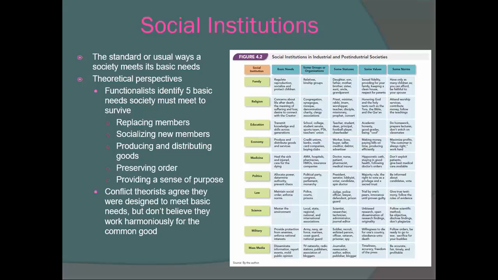For some, education provides a sense of purpose. Religion can provide a sense of purpose in people's lives. And science can also provide a sense of purpose. Conflict theorists agree that these institutions were designed to meet the basic needs, but they don't believe that they work harmoniously for the good, which functionalists do believe.